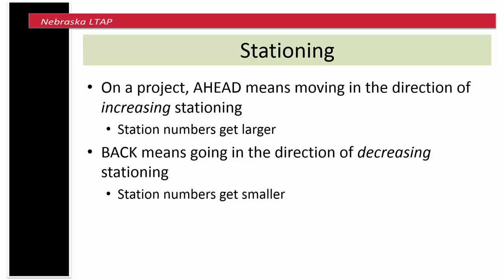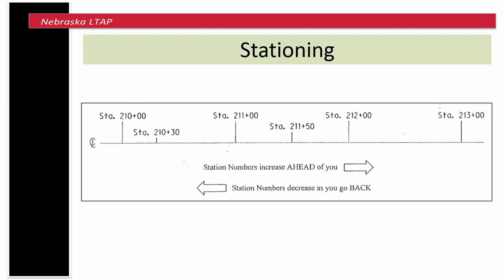If you say you're moving ahead along the center line of the project, the station numbers get larger. If you say you're moving back along the center line of the project, the station numbers get smaller. Beginning at station 210 plus 00, you will move ahead to station 213 plus 00. Beginning at station 213 plus 00, you will move back to station 210 plus 00.